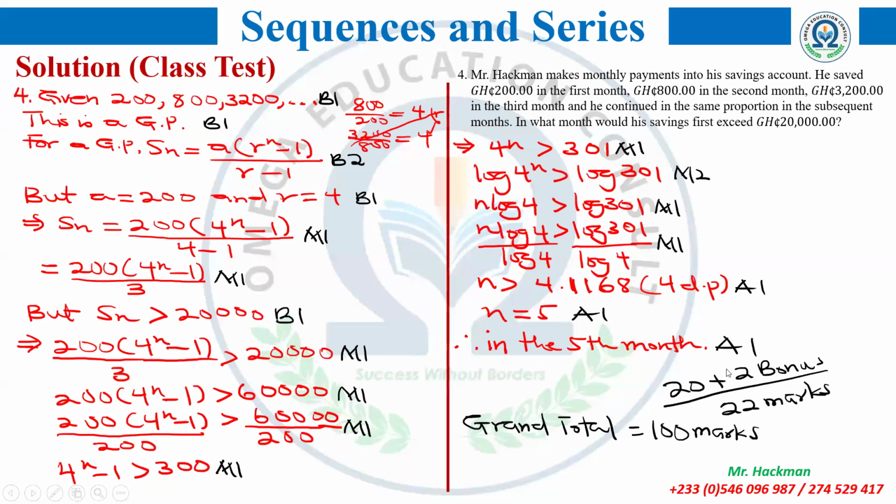Let me end with the bonus. Again, for this one, 20 marks. For you to get the bonus of 2 marks, you have to score 19 or 20. Then you get your 2 marks. However, for 18, 17 up to 18.5, you get 1 mark. Is that clear?